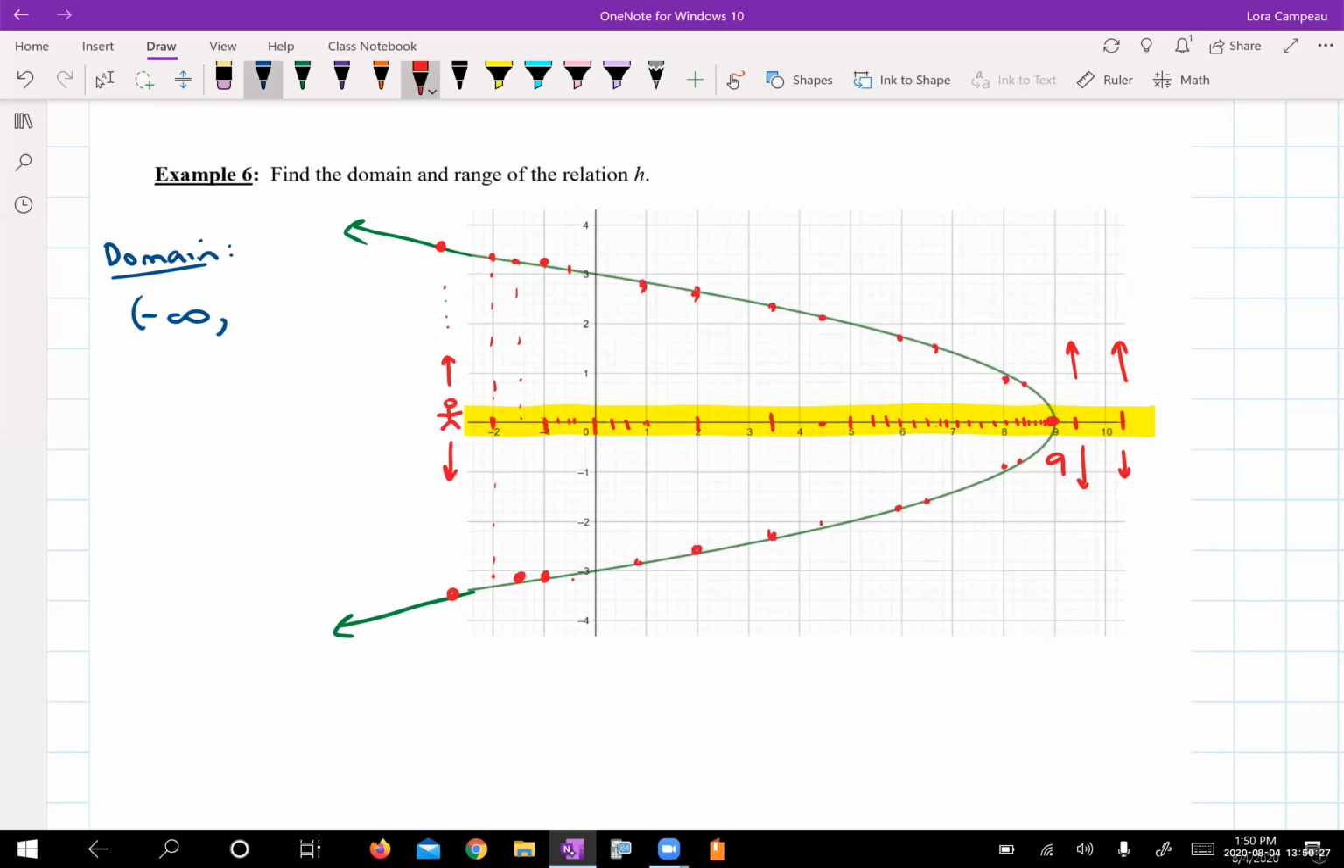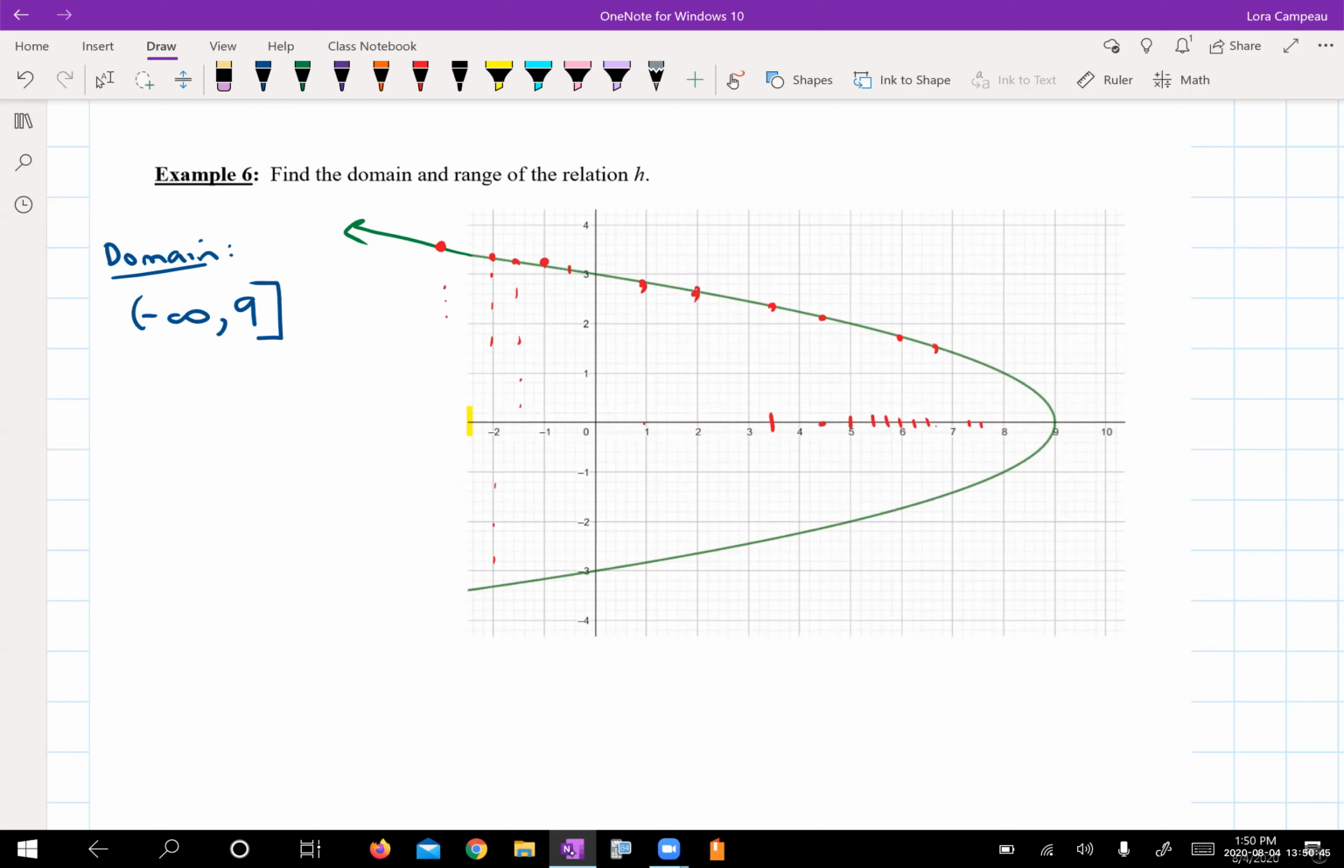So where is that stopping point? X equals +9. And again, because there's no holes or anything strange going on, we're using brackets to indicate this. So one more time, I'll clean it up just for you, just to see a little visual. Our domain is starting from -infinity and it's stopping at 9. And that's giving us our sleeping parabola picture.